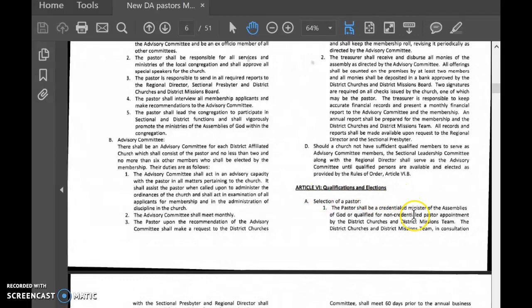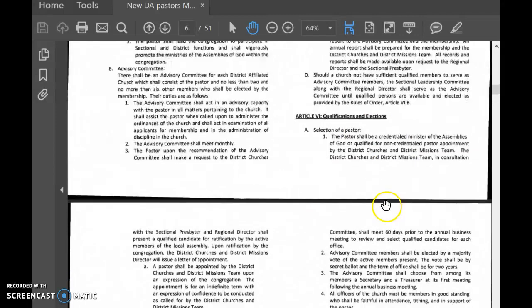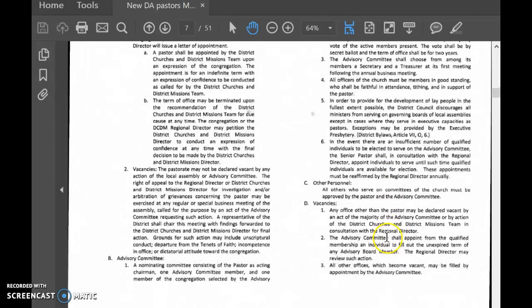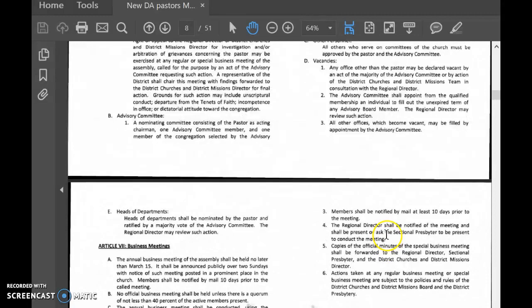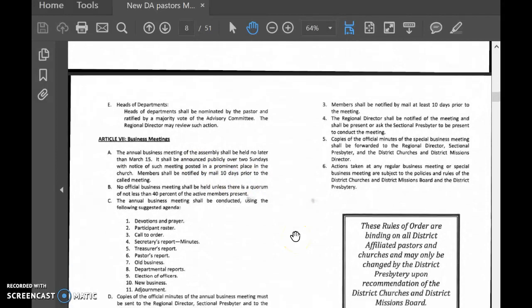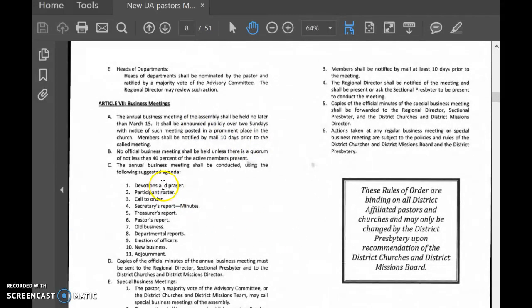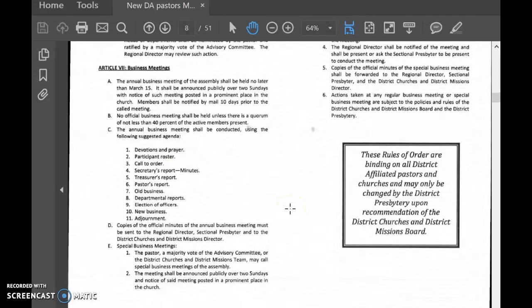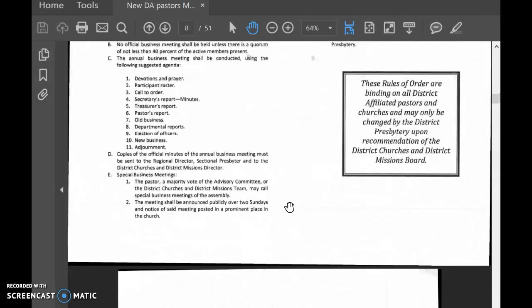Also, we have qualifications and elections. This is in regards to the selection of a pastor, so you can actually read through this and see what actually happened while you were becoming appointed. And then it closes out with some information on business meetings. So this is going to be very helpful for you, how to suggest an agenda of how to run an annual church business meeting, which we ask that you have take place between January and March.